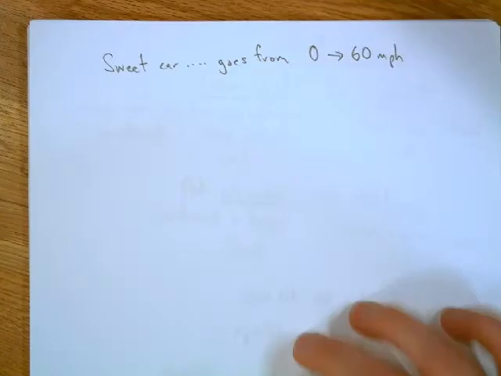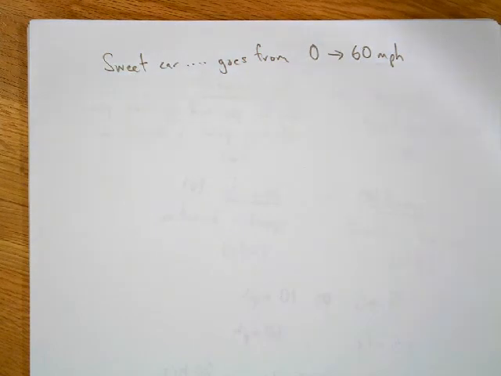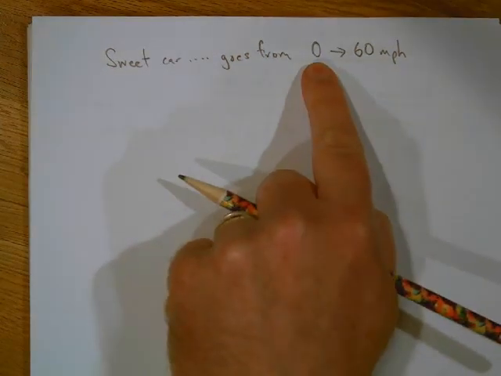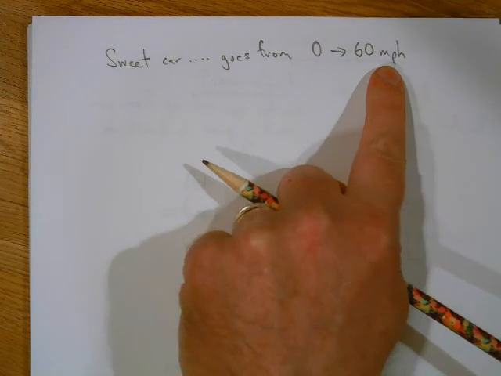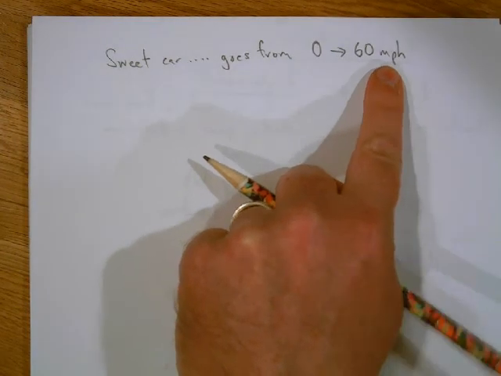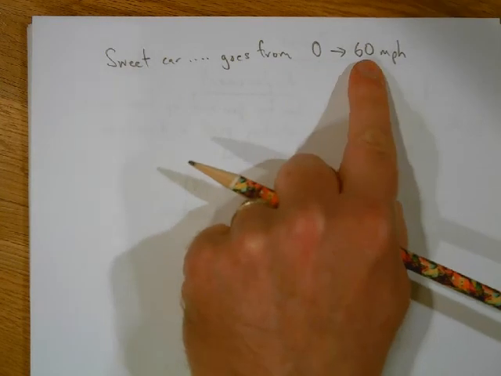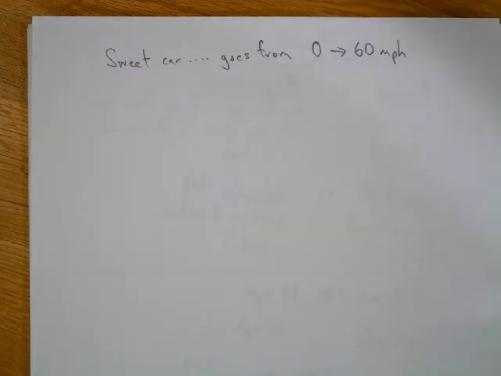My sweet car goes from 0 to 60 miles per hour. Yeah, you heard me right. My car goes from 0 to 60 miles per hour. Aren't you super impressed? I mean, it goes from 0 to 60. Yeah, what do you want to know?